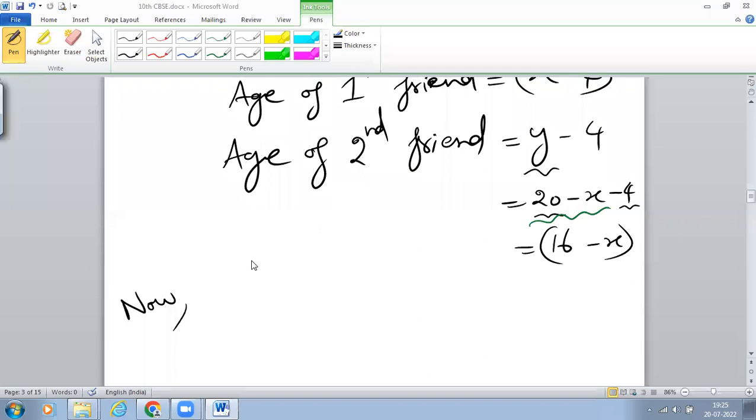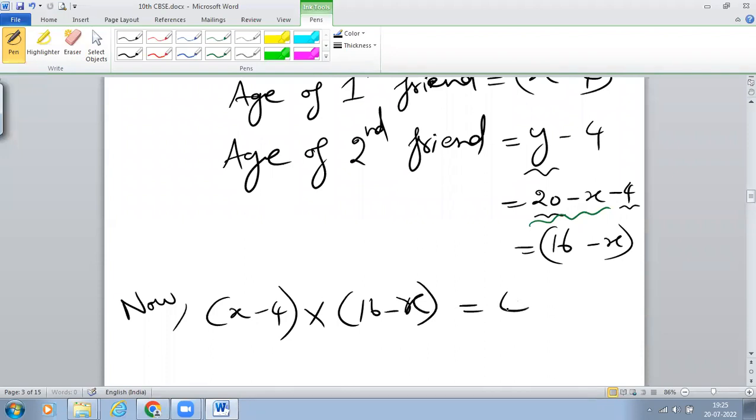So I'm going to multiply the age of the first friend 4 years ago, which is X minus 4, into the age of the second friend 4 years ago, which is 16 minus X. So X minus 4 into 16 minus X is equal to 48. Is it correct? Are you able to understand this step? Or else you can write according to the question here: the product of the ages of the two friends 4 years ago was 48.